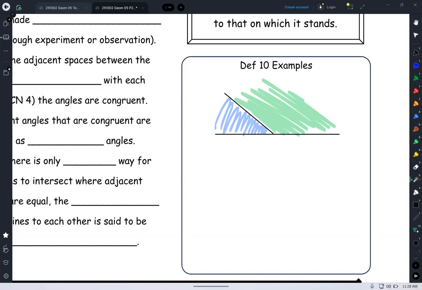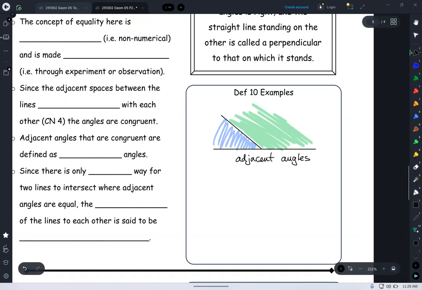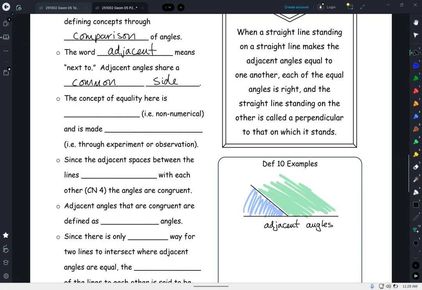But check it out. The sides for the blue angle are here and here. The sides for the green angle are here and here. What you should have noticed is that in both of those angles, there is a common side. That's the definition that makes the blue angle and the green angle adjacent to each other. Okay, so let's write that down. These are adjacent angles. So they're next to each other. They share a common side. They're like next door neighbors.